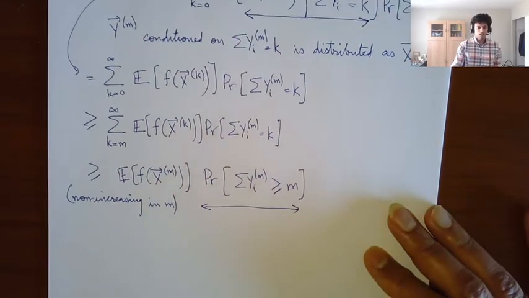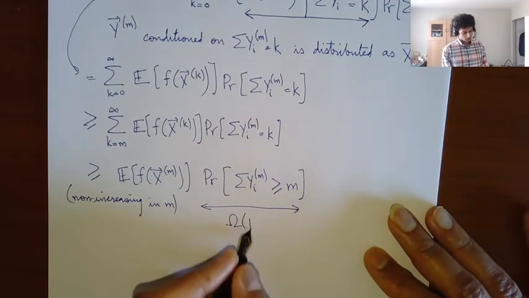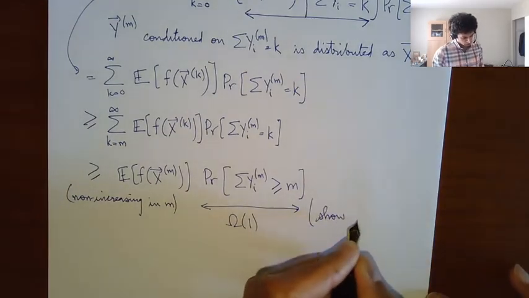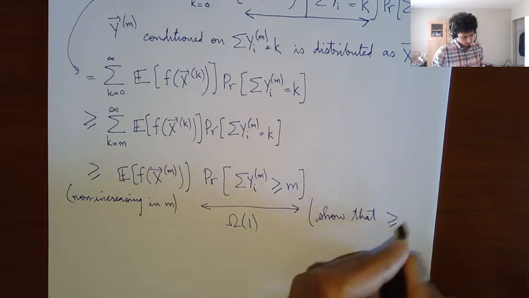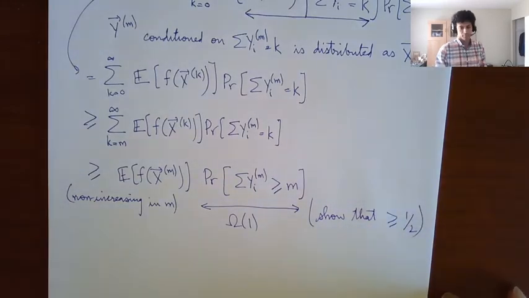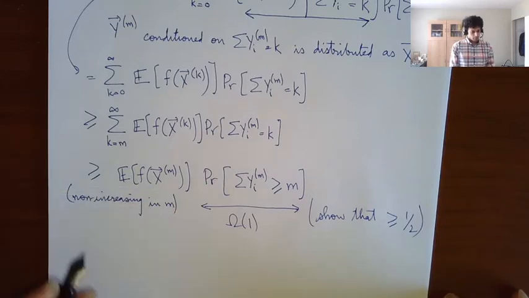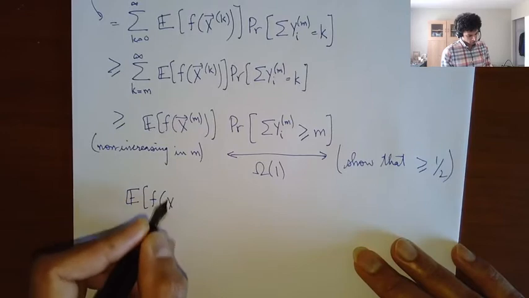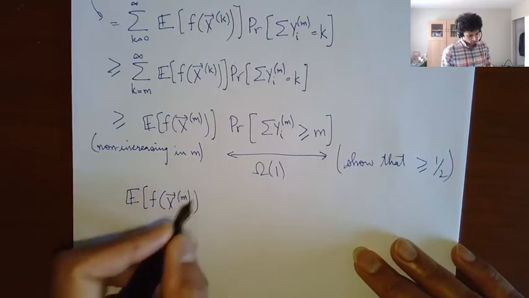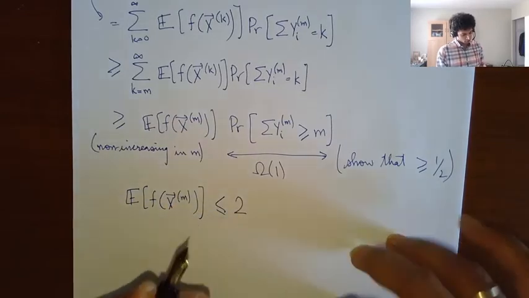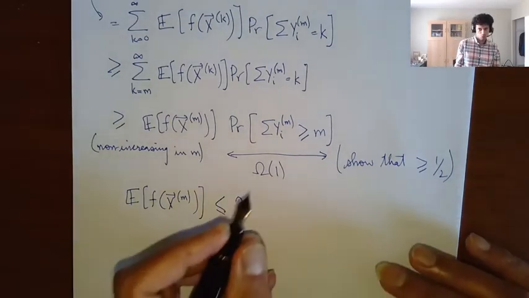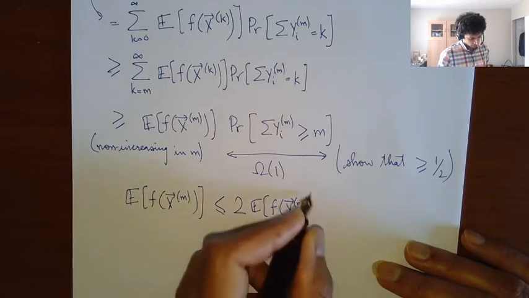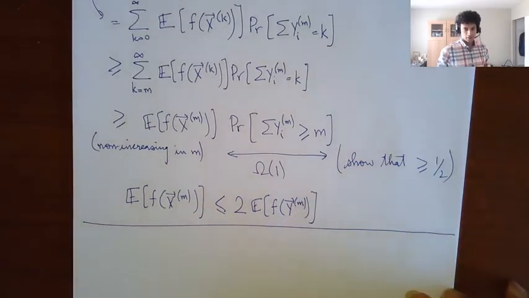This is actually omega of 1. Remember, by the pictures that we drew earlier, you can even show that this is at least a half. And so when you move this around, you'll get the expectation of f of x of m is at most, in this case you actually get better, you just get 2 times the expectation of f of y of m. And that ends the proof.